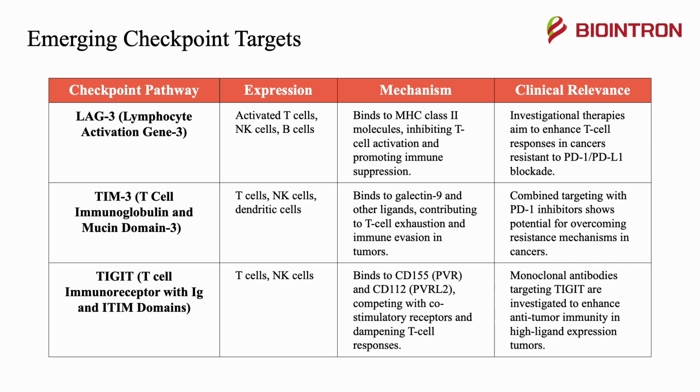TIGIT, T cell immunoreceptor with Ig and ITIM domains, is expressed on T cells and NK cells. It binds to CD155 and CD112, competing with co-stimulatory receptors and dampening T cell responses. Monoclonal antibodies targeting TIGIT are being investigated to enhance anti-tumor immunity in high ligand expression tumors.